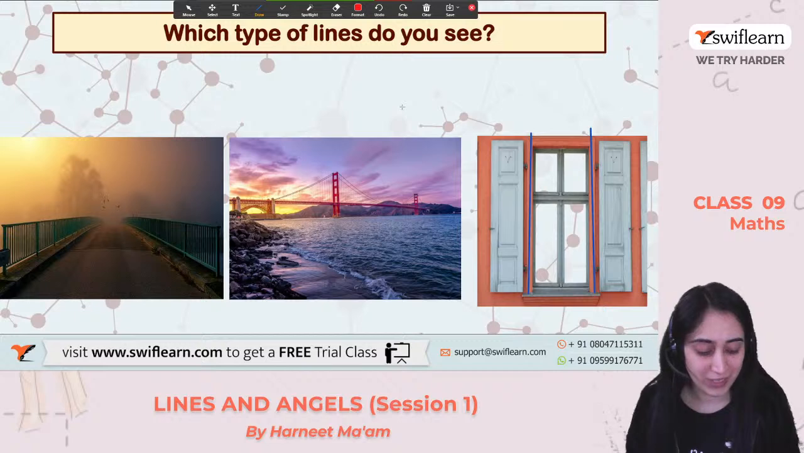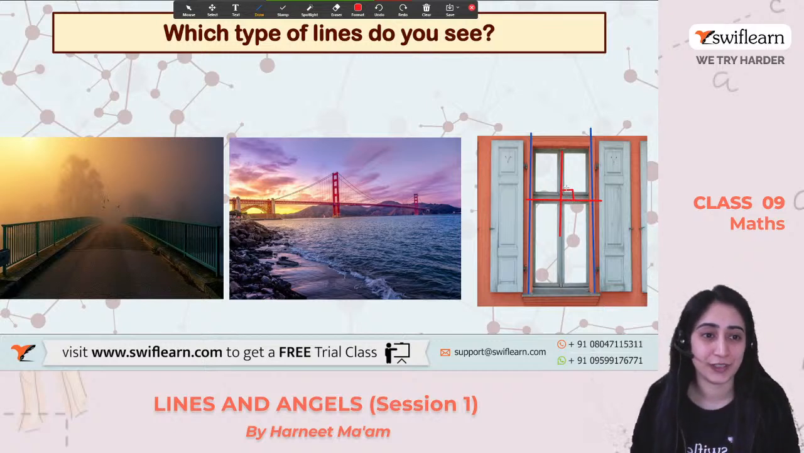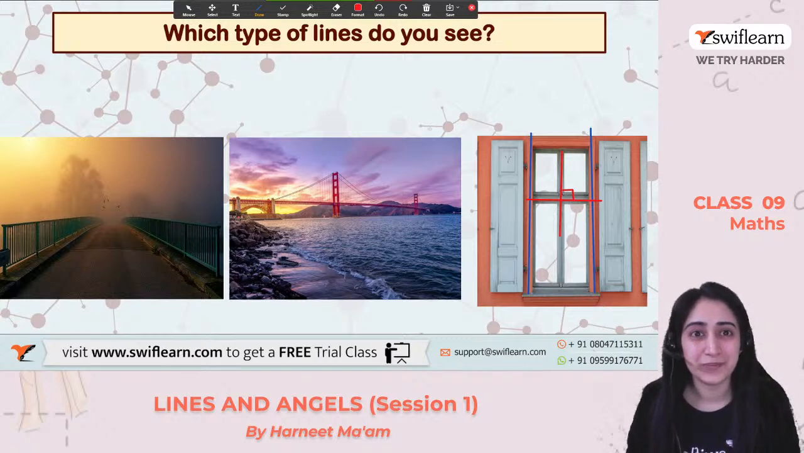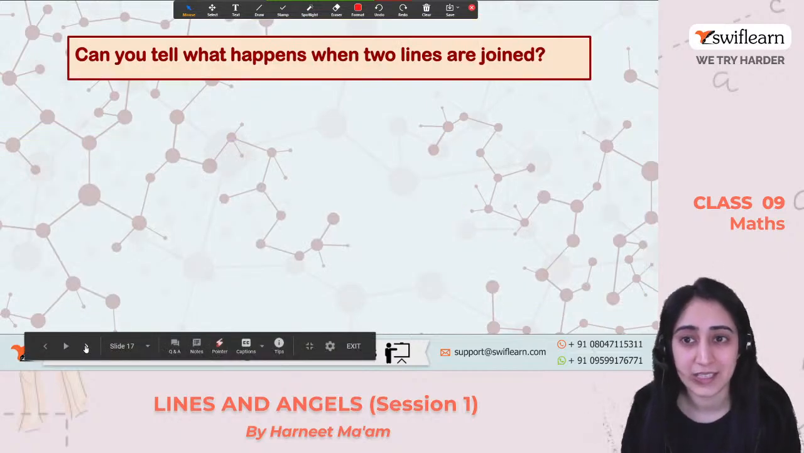Which are the perpendicular ones in this shape? This one and this one. So these two lines are intersecting and forming a 90-degree angle. That's why we call it a perpendicular line. Good. Clear with this one? Yeah. Okay, great.